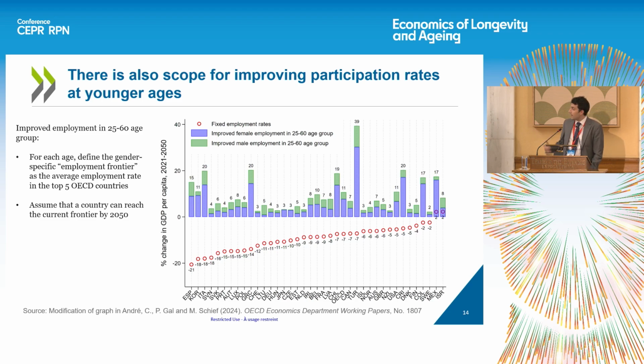Doing so, what you find is that a lot of countries could see very, very large gains in GDP per capita simply by closing that frontier in the age group 25 to 60. So ignoring all of the gains that you also get from lengthening working lives, which I've shown on the previous slide. This is particularly true for countries in Latin America and Southern Europe, where especially female participation rates tend to be relatively low in an international context.